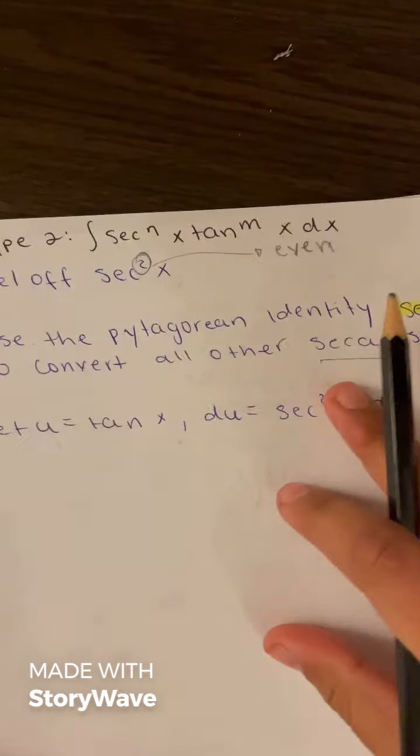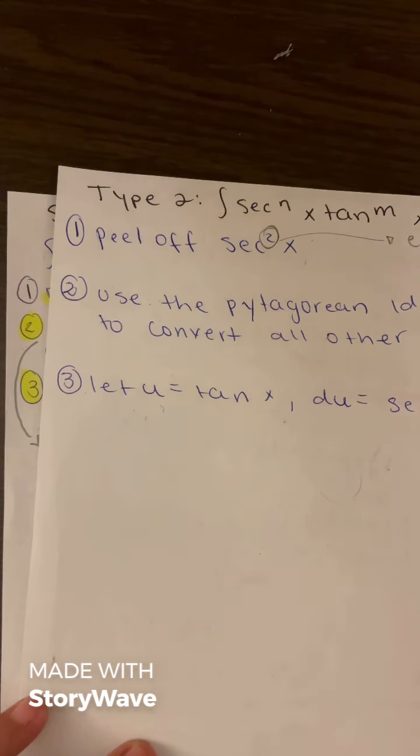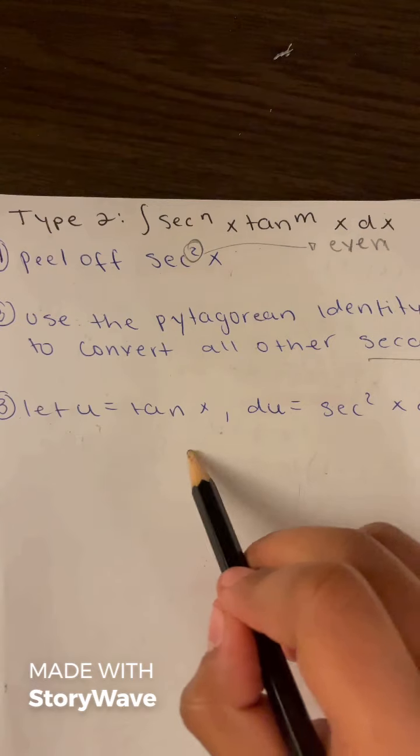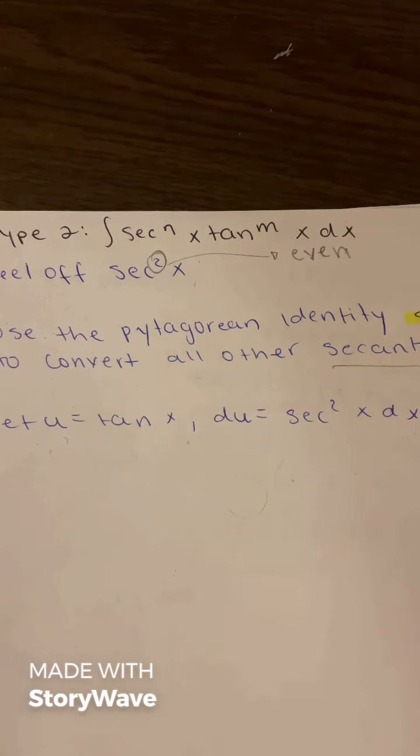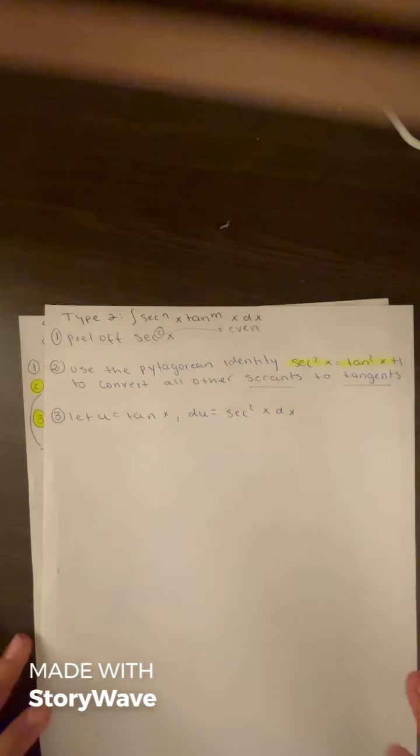You got it? Okay, so the third step is to let u be equal to tan x, and du will be equal to secant squared x dx. So I'm going to put it back.